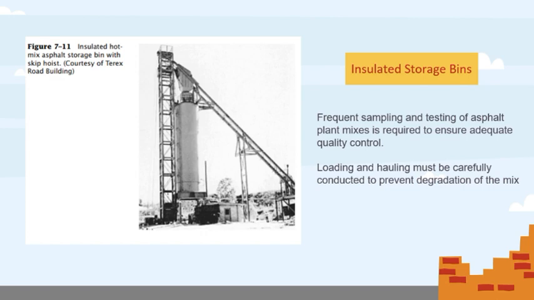Next is about the insulated storage bins. Insulated storage bins, shown in the picture, are available to store plant output when hauling capacity is limited or uncertain. Frequent sampling and testing of asphalt plant mixes is required to ensure adequate quality control. Loading and hauling must be carefully conducted to prevent degradation of the mix. The trucks should be clean and dry before loading.